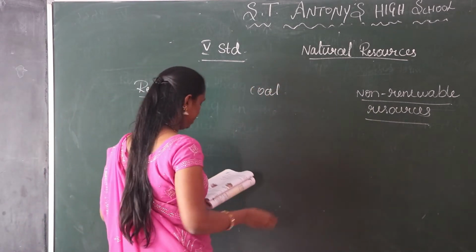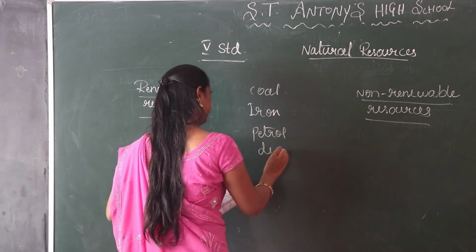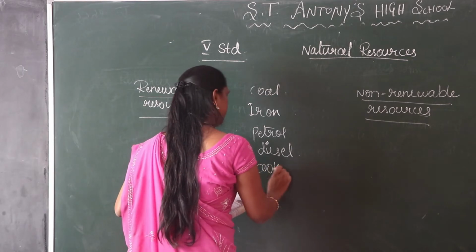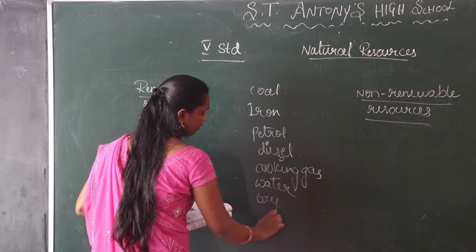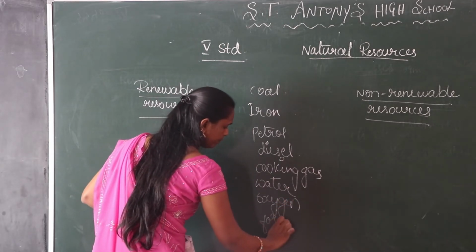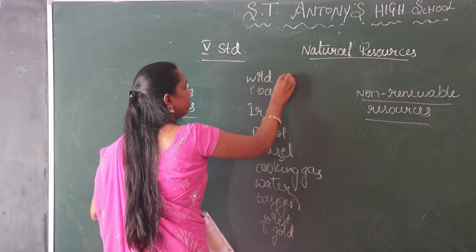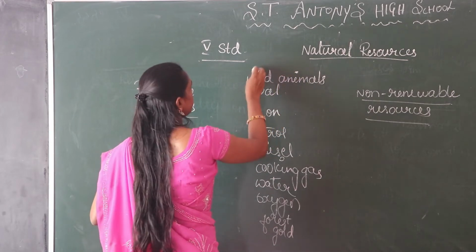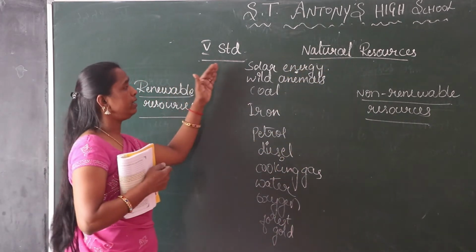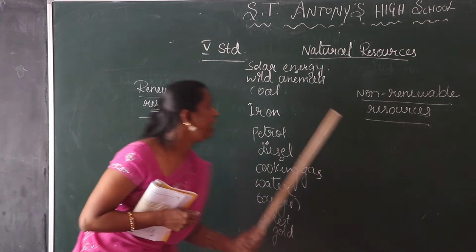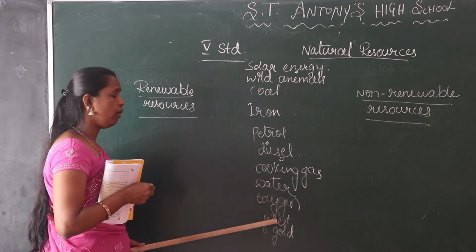Coal, I will write in the middle. Iron, petrol, diesel, cooking gas, water, oxygen, forest, gold, wild animals, and solar energy. Read all the minerals occurring from the nature: solar energy, wild animals, coal, iron, petrol, diesel, cooking gas, water, oxygen, forest, gold.